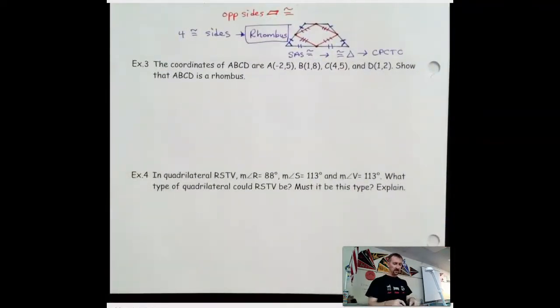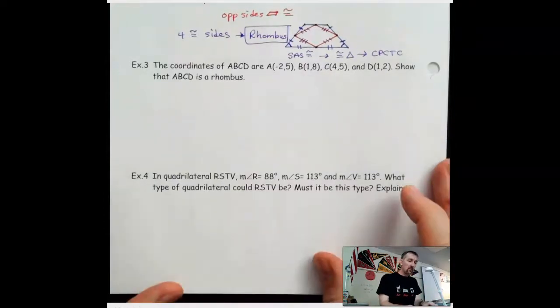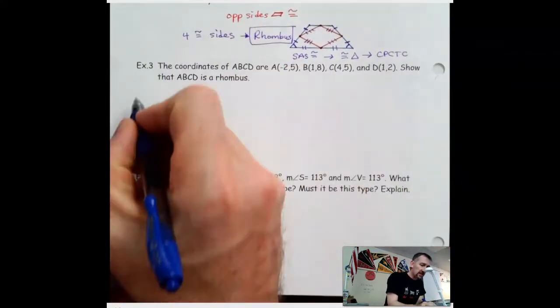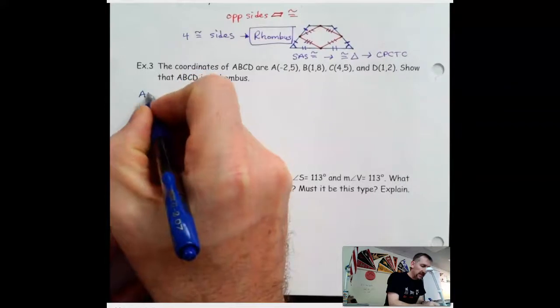So, the coordinates of quadrilateral ABCD are given by those four coordinates, show that it is a rhombus. So, to show that it's a rhombus, we could show that it has four equal sides, and so we could find the lengths of the four sides. So we could say A to B.